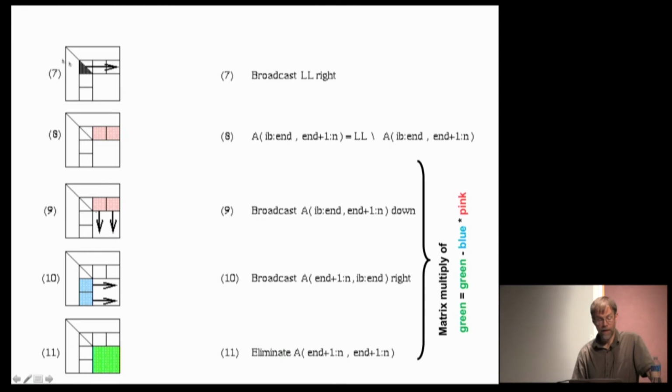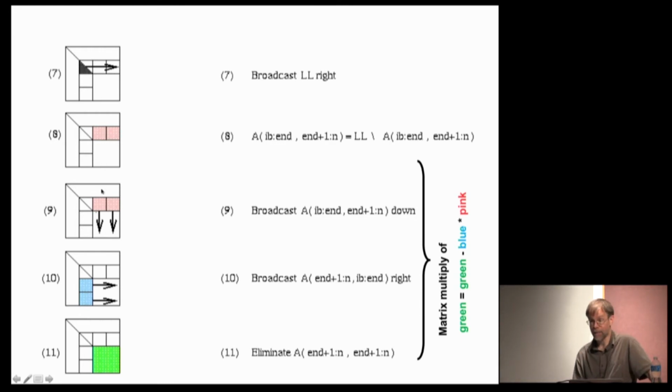So now I have finished LU of this part. This was done. Now I finished LU of that block. I have to do my triangular solve. So I take this, what I called LL in the previous matrices, and I broadcast it sideways. Now this guy does a triangular solve, embarrassingly parallel. Each guy does a triangular solve with that triangle and its data.